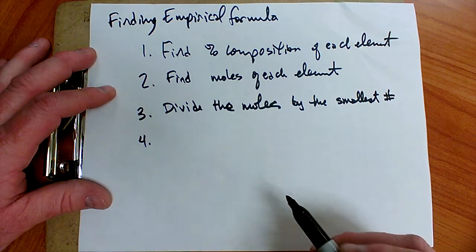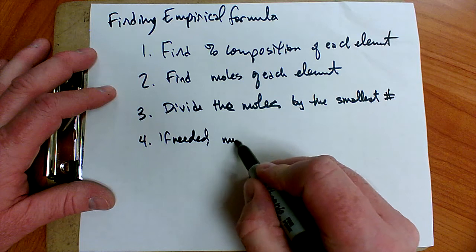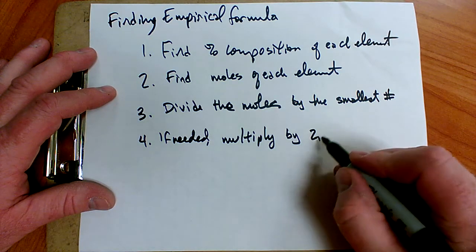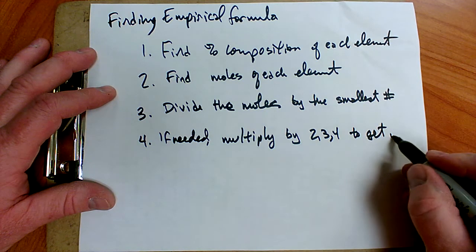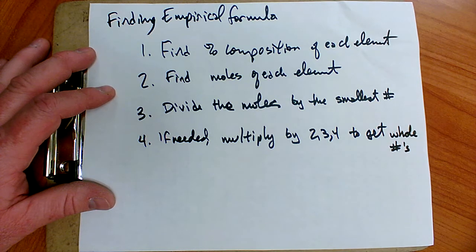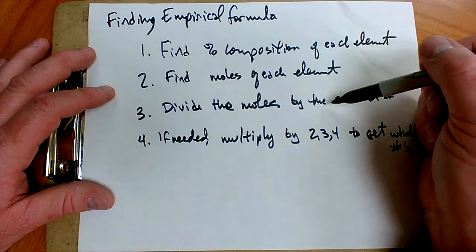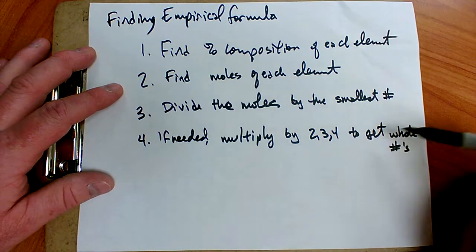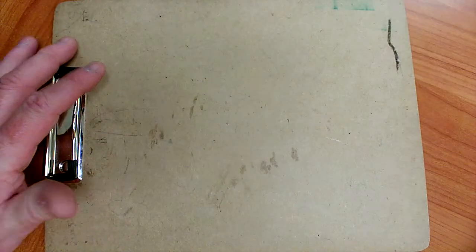And then, if necessary, we're going to multiply by a number, 2, 3, 4, whatever, to get whole numbers. And again, I'll show you what this means here in just a second. Okay, so those are the basic steps. Find the percent composition of each element, find the moles of each element, divide the moles of each element by the smallest number of those moles that you found in step 2, and then if needed, multiply by 2, 3, or 4. And let's work out an example here.